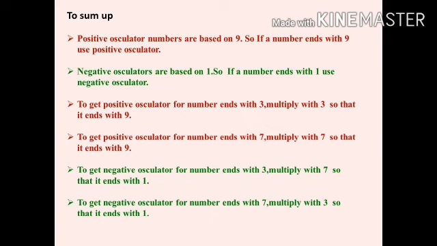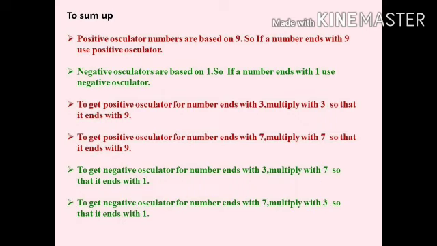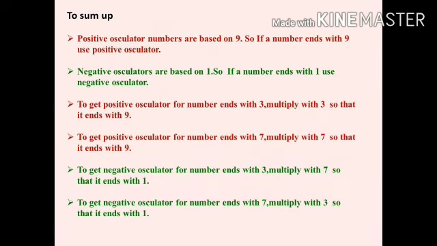The final point is that if a number ends with 3 or 7 and you want to calculate the negative oscillator number, just multiply 3 with 7 and 7 with 3. Then calculating the negative oscillator number is very easy. Finally, I would like to share some information with you. Using this oscillator method, we can't find the divisibility rule for even numbers and also for numbers ending with 5, because the oscillator method is based on the numbers 1 and 9 only. However we multiply even numbers and numbers ending with 5, we can't get 1 or 9 at the units place. This is the reason for that.